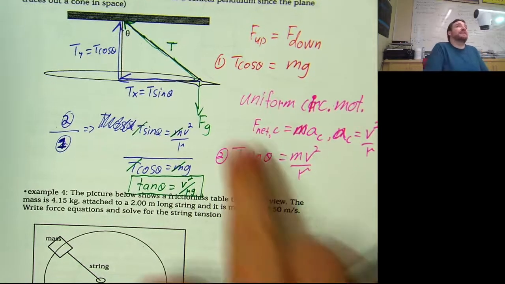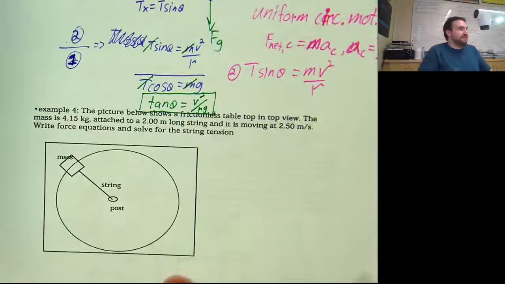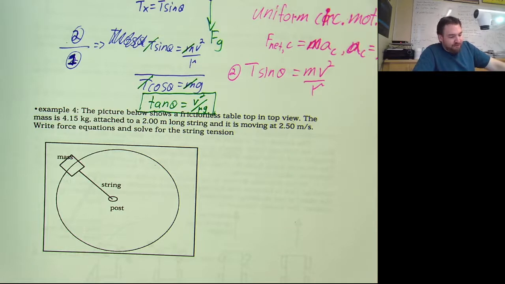Okay, so that's one kind of flat circle. Let's go back to the sitting on a surface kind of thing. The picture below shows a frictionless tabletop in top view, so looking down on it. The mass is 4.15 kilograms attached to a 2-meter long string. It is moving at 2.5 meters per second. We want to write the force equations and solve for the tension in the string.